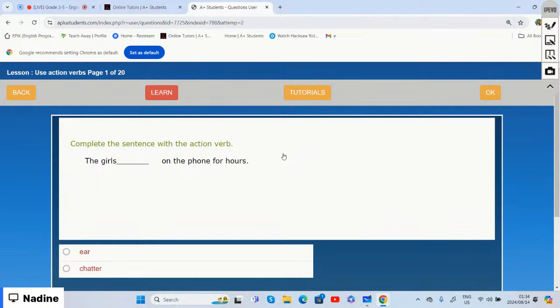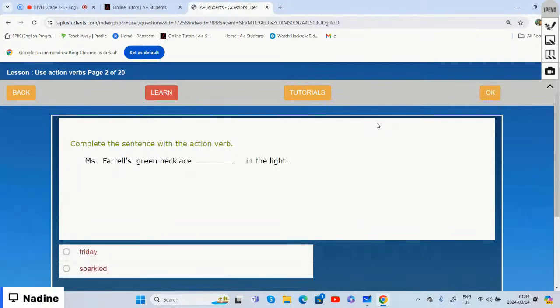All right, and if we were to choose the correct word to complete the sentence, we say the girls chatter because they're talking. Another word for talking is chatter. So the girls chatter on the phone for hours. So well done. Option two is correct.